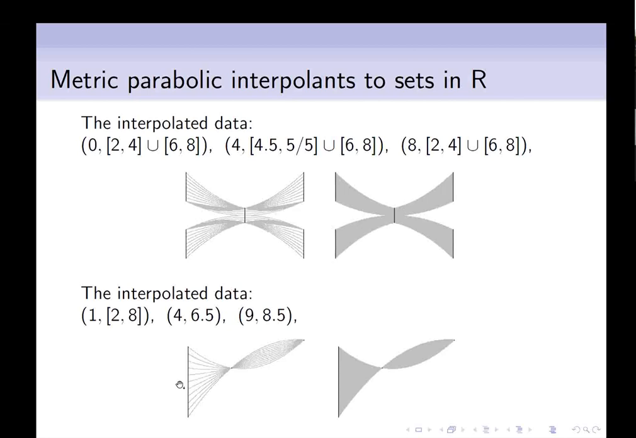And in this case, we interpolate convex data. This is a convex set. These 2 sets consist only of 1 point, so in general it's convex too. And again, these graphs are some parabolic interpolants. And here we have more parabolic interpolants. This is the fish set-valued function.